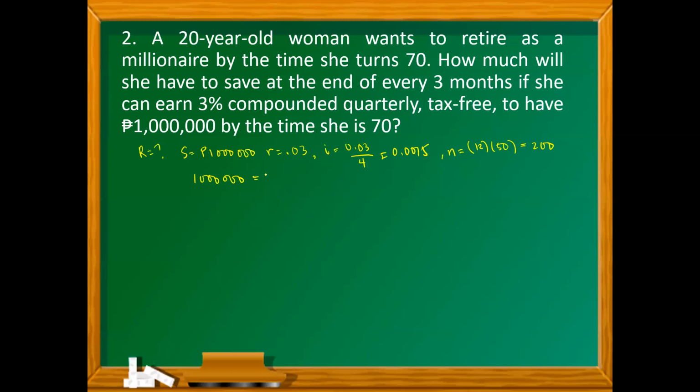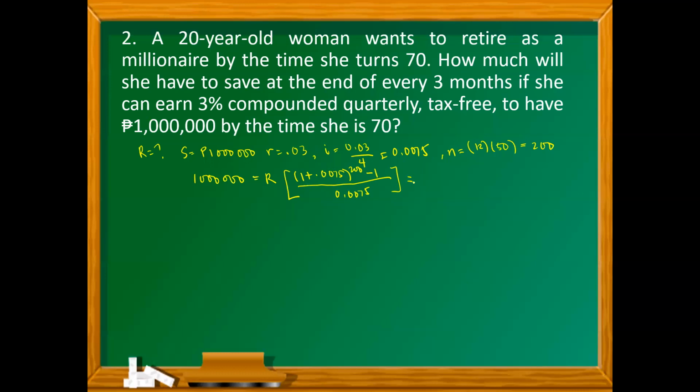Our R is missing, so let's just write R as is and then continue with the substitution of the given in the formula. So we have 1 plus 0.0075 to the 200 power minus 1 all over 0.0075. And everything will be done by your calculator. So you just have to verify whether you have entered the correct figure in your calculator. And then do not forget to round off your answer.